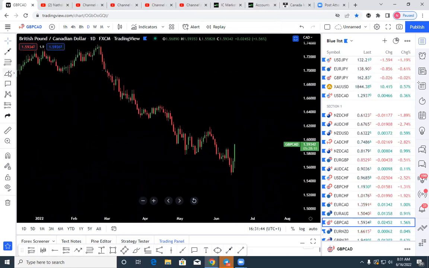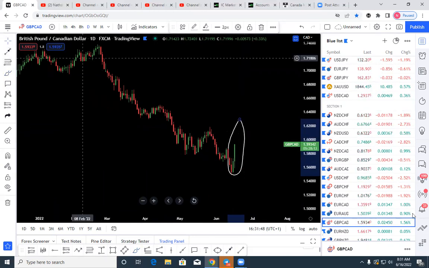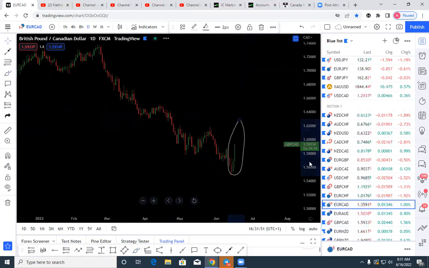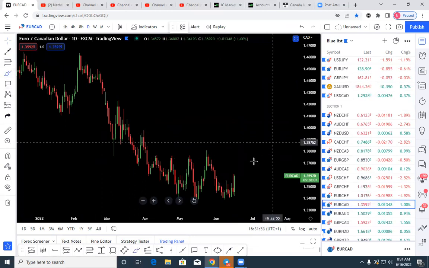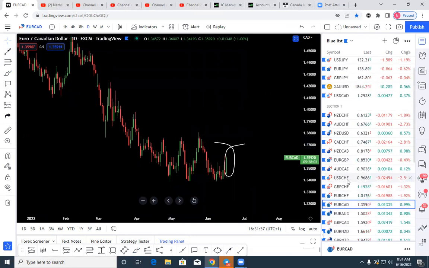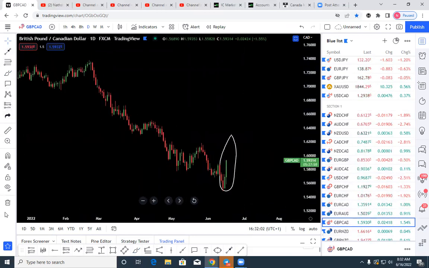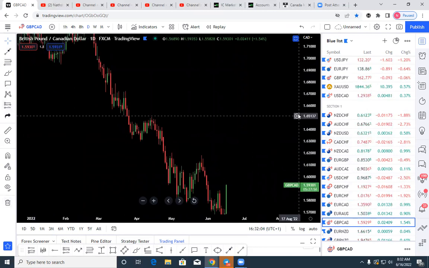I'm on the daily time frame, guys. Look at the move you have here in GBP CAD and compare it to the move you have in Euro CAD. Are they the same? They are not the same, guys. That of GBP CAD is very strong and powerful compared to Euro CAD. That is the power of knowledge, guys. That's the power of knowledge.